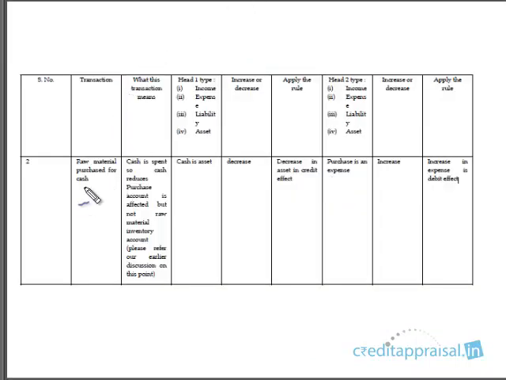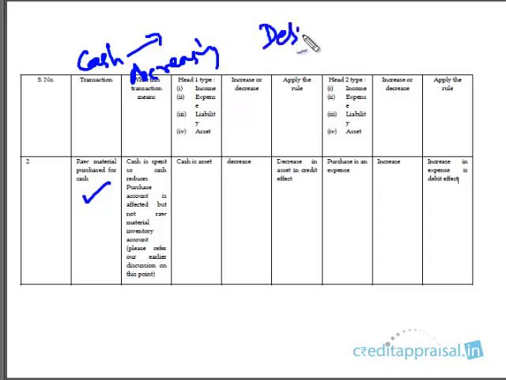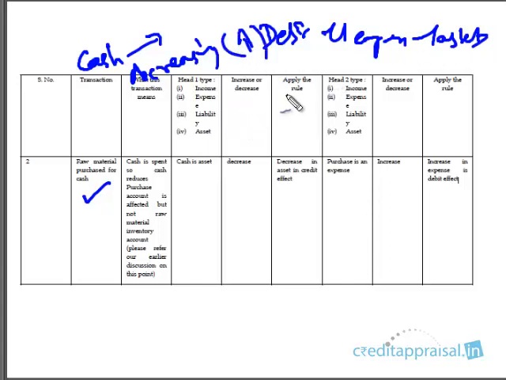In this transaction we are purchasing raw material for cash. So what is happening to cash? Cash is going out of the business, so it is decreasing. Earlier we spoke of the rule that we debit all expenses and assets, right? This applies for an increase. So whenever there is an increase in an expense or an increase in an asset, we debit that account. But here cash is an asset and is decreasing, so we do the opposite, right? When there is a decrease in an asset, we credit. It's an opposite effect. So here we have to credit the cash.